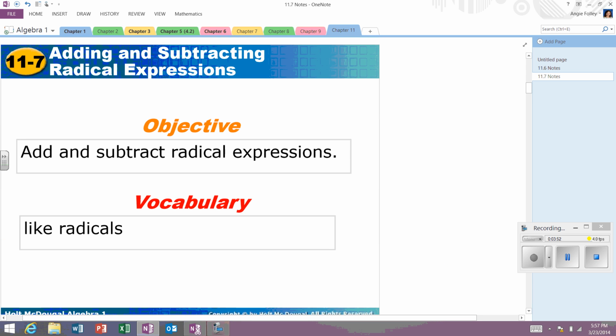So in this lesson, we're going to look at adding and subtracting radical expressions, and you're going to hear this term like radicals.